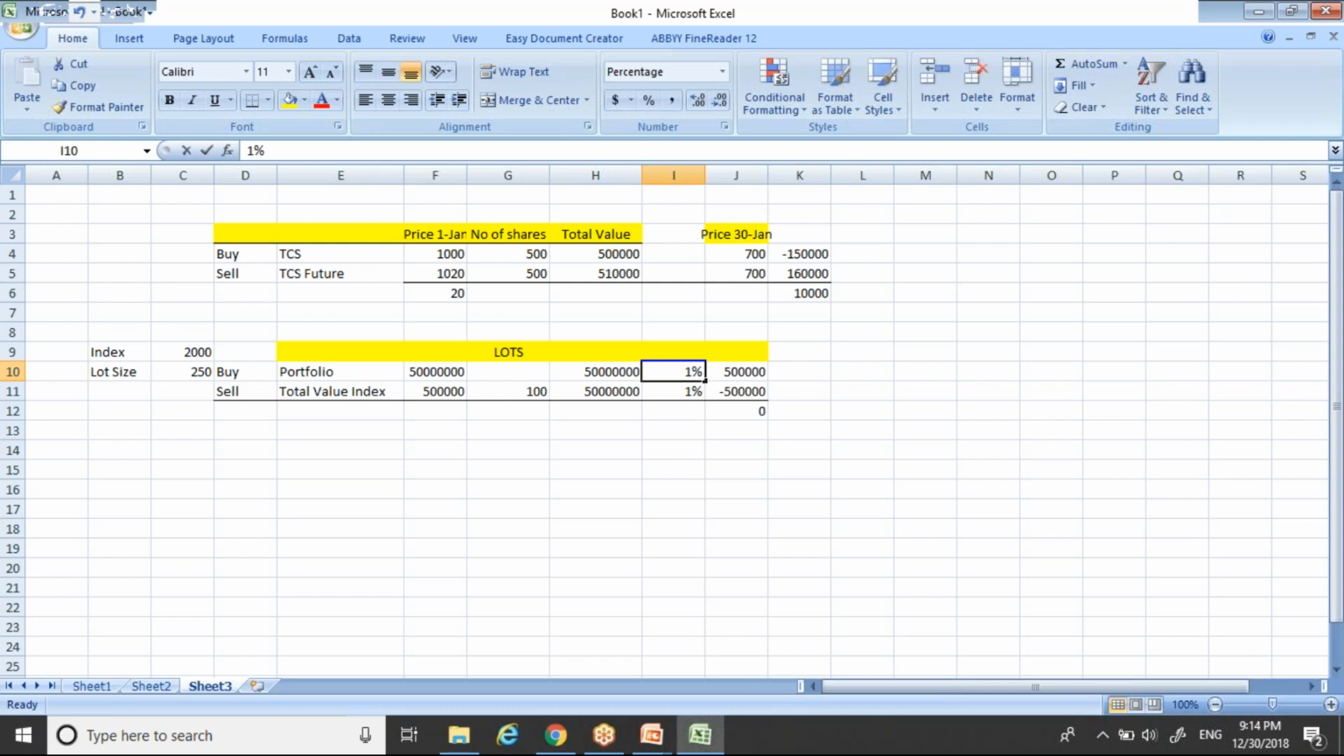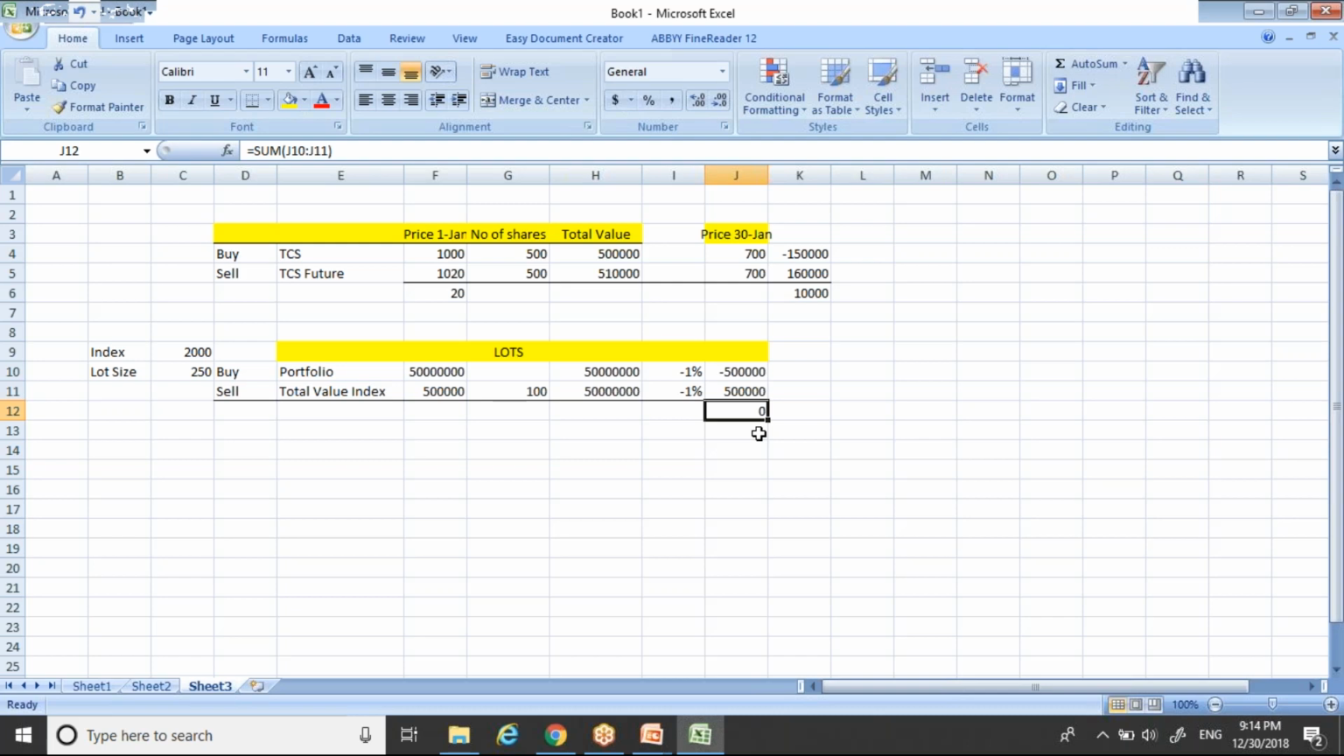Likewise, if the index goes down 1%, your portfolio will also go down 1%. So the portfolio will give you a loss of around 500,000. And the index will give you a profit of 500,000. So your profit and loss becomes 0. So this is a perfectly hedged position, unless there is a problem here.